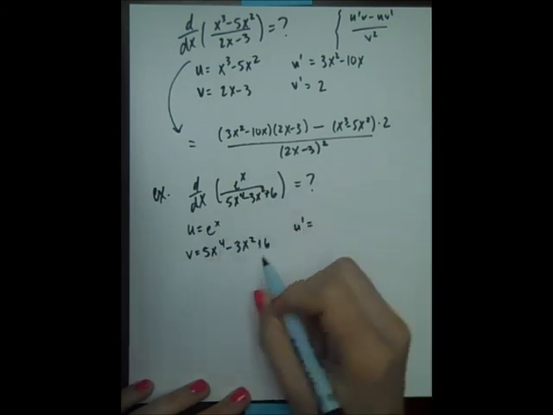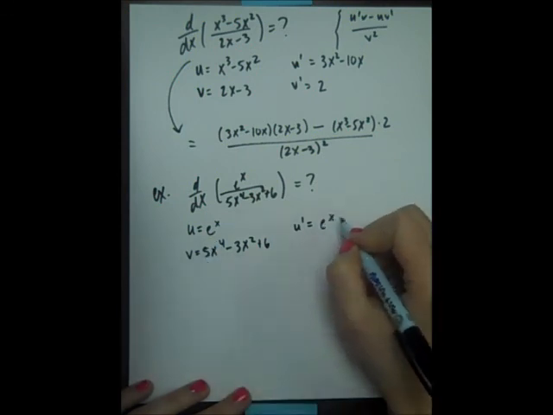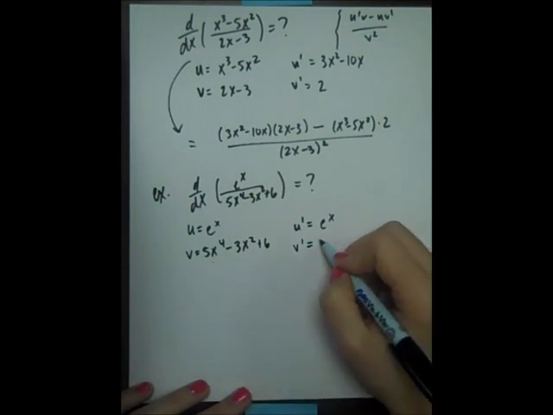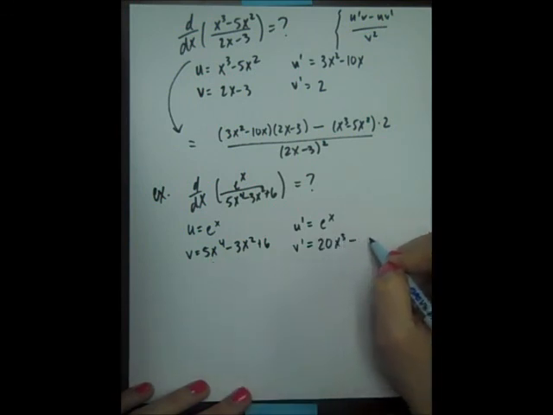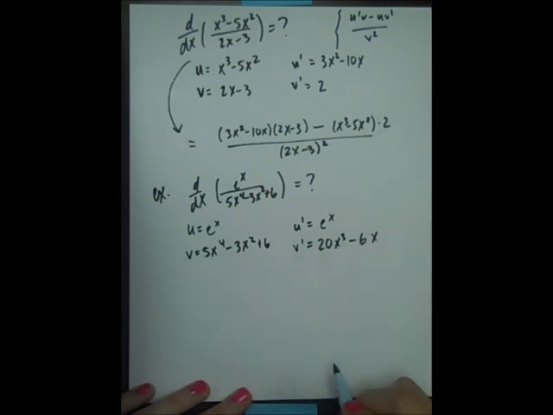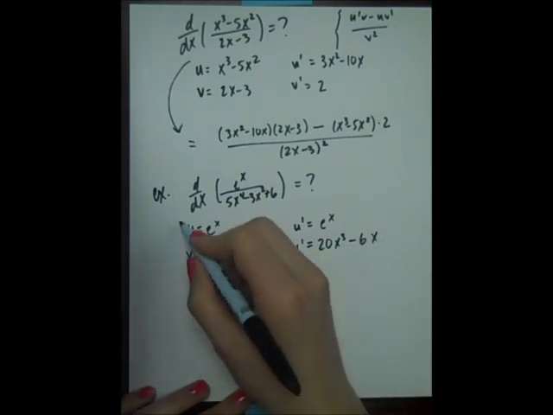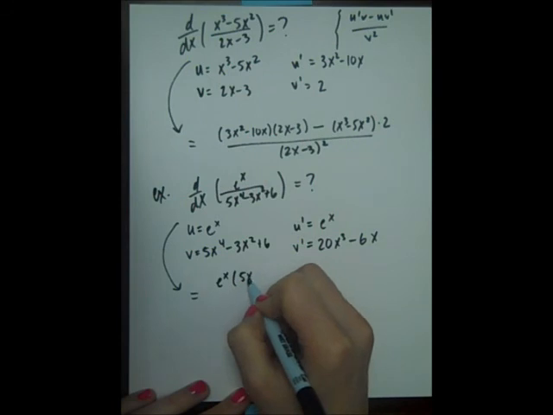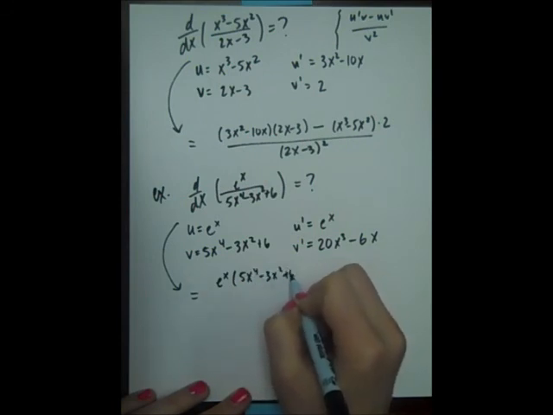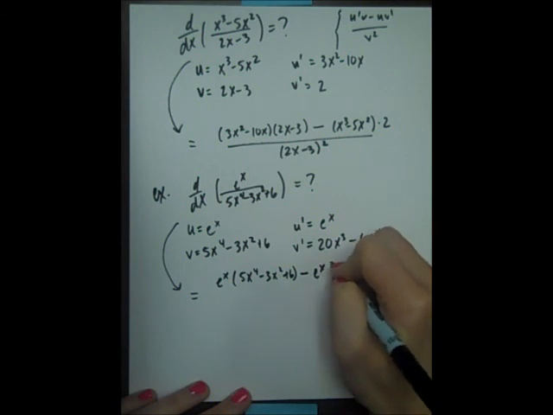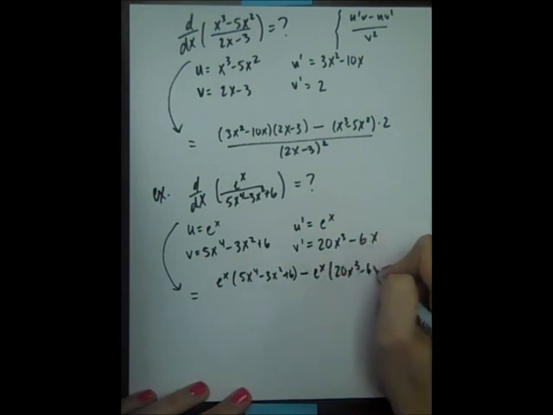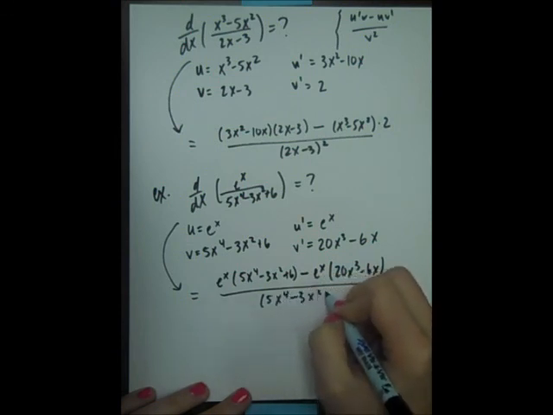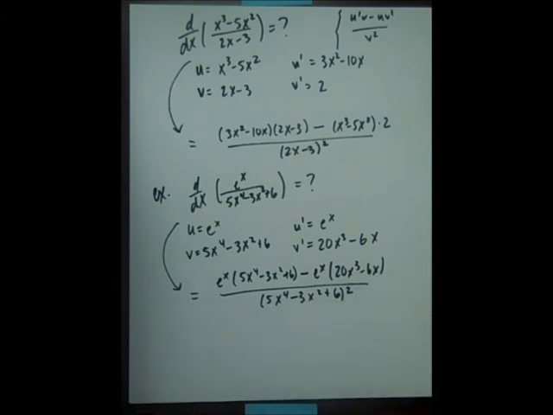Now I find u prime, so the derivative of e to the x, that's just e to the x. The derivative of this polynomial using the power rule, I'll get 20x cubed minus 6x. And now I just plug it into my formula for the quotient. So this derivative is u prime v minus u v prime all over v squared. So there's my derivative.